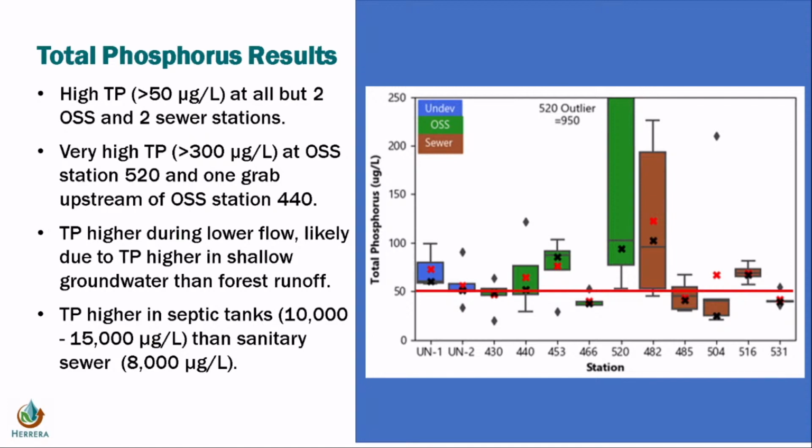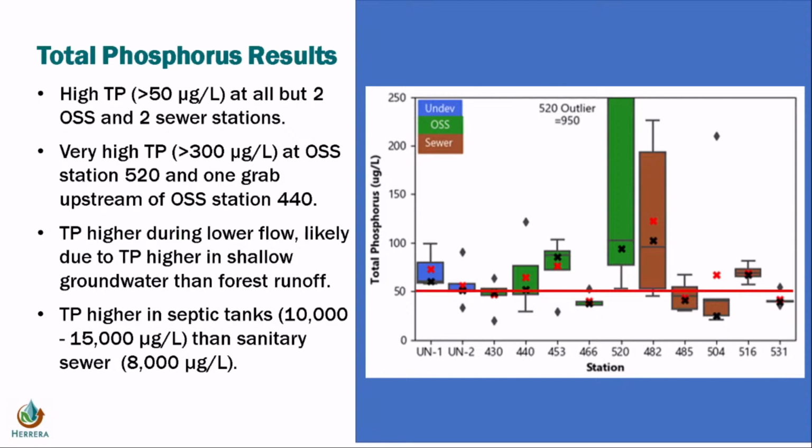We found even much higher concentrations, over 300 micrograms per liter at one OSS station, and that's 520. Important to note that we did go upstream of station 440, even though the mean was less than 100. We did find concentrations over 300 in an upstream station in 440 that's not shown in this graph.